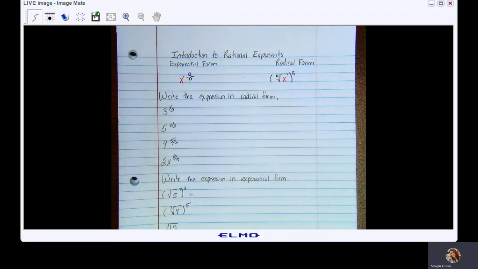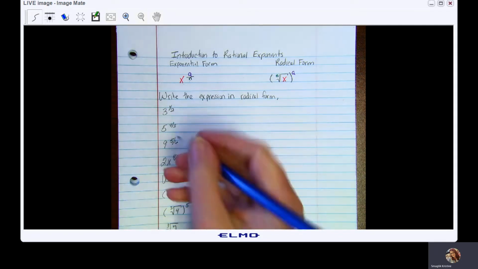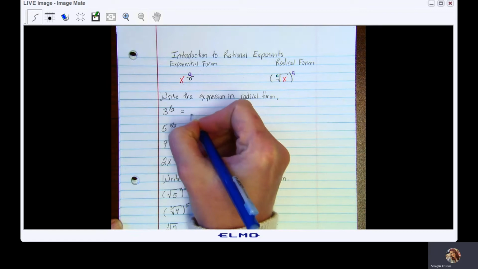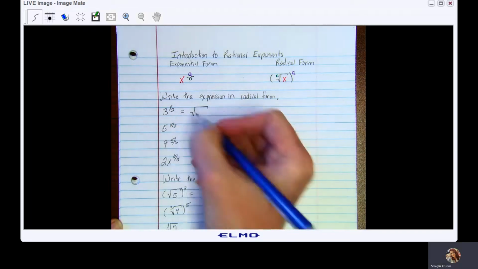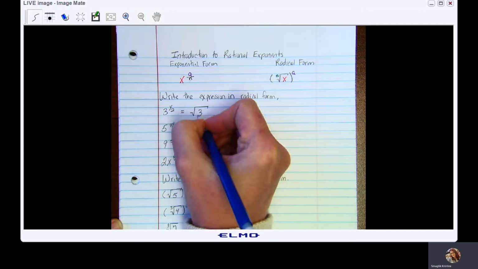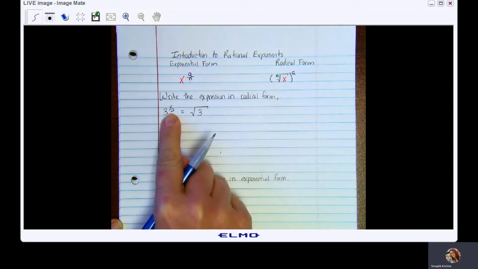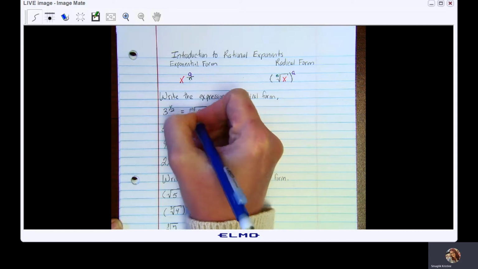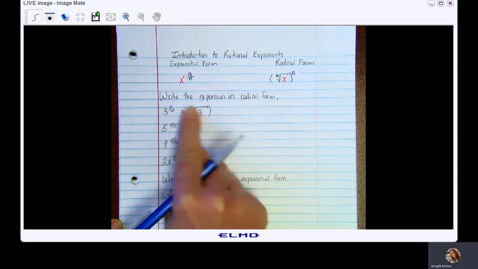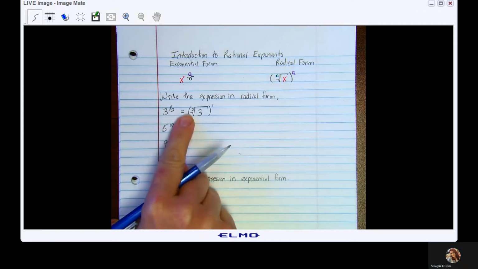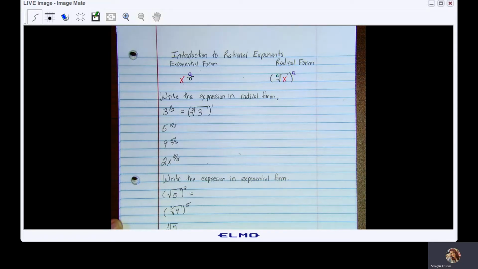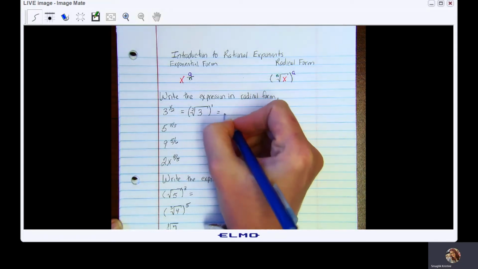So here I have 3 raised to the 1/2 power. Well, if we break this down, I'm going to write my radical. The base goes underneath the radical. That's your radicand now. The denominator of your exponent is your root or your index. And the numerator is your exponent. Now on this one, if you have a root of 2, that's a square root. We don't need to show that. And anything raised to the first power really doesn't do anything. So this is just the square root of 3.